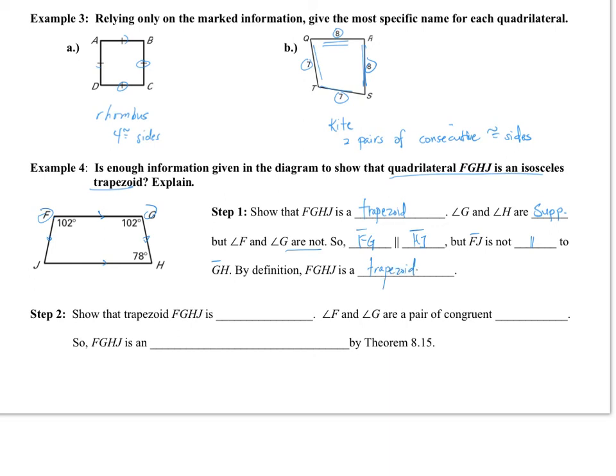Step 2, we need to show that trapezoid FGHJ is isosceles. Angle F and angle G are a pair of congruent base angles. So FGHJ is an isosceles trapezoid, by theorem 8.15.